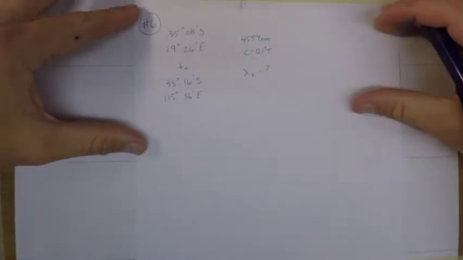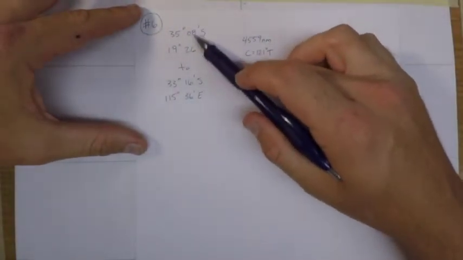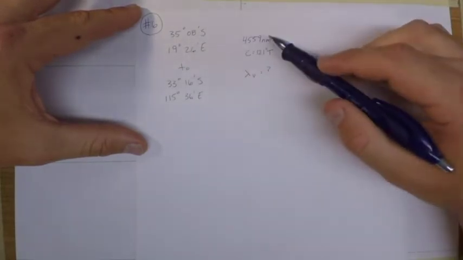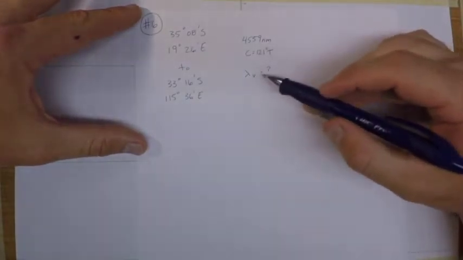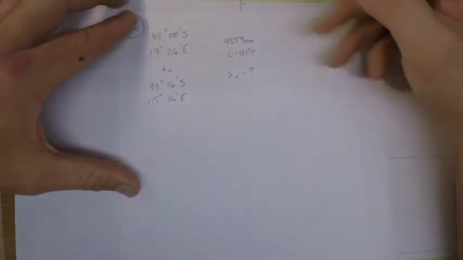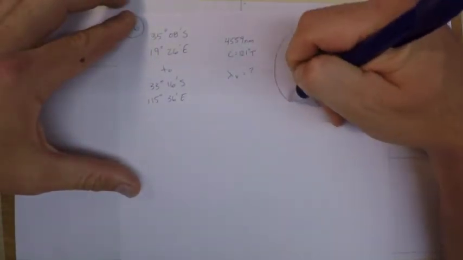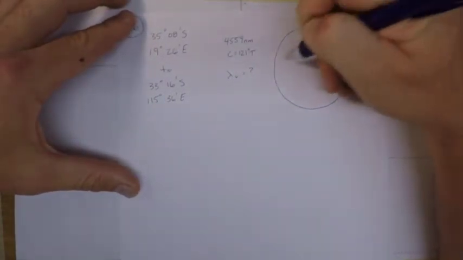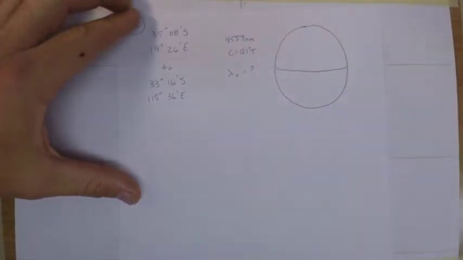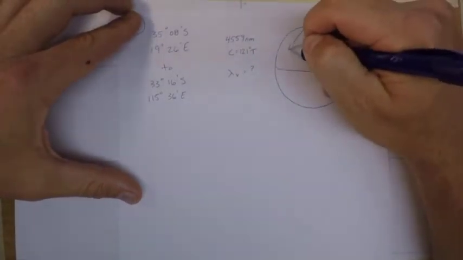So the first thing I did was set up the information that we know, our position, where we're starting, where we're going, the distance in the initial course, and we're looking for the longitude of the vertex. For these kind of problems, I like to draw out a little bit of the situation and see what is happening.